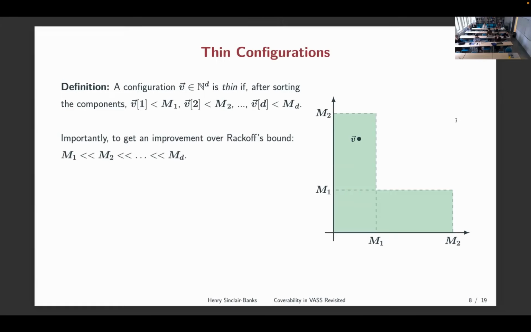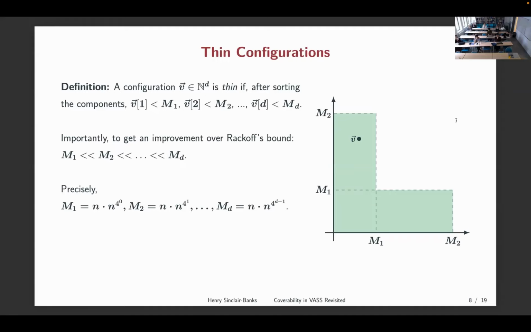And to get an improvement, we will have M1 significantly smaller than M2, significantly smaller than M3, etc. I'll define them in just a moment. So they actually grow doubly exponentially. M1 is something like n to the 4 to the 0, and the next one will be n to the 4 to the 1, n to the 4 to the 2. This 4 isn't magic. You can replace it with a 3. Hopefully we can replace it with a 2, maybe a 2 plus epsilon.